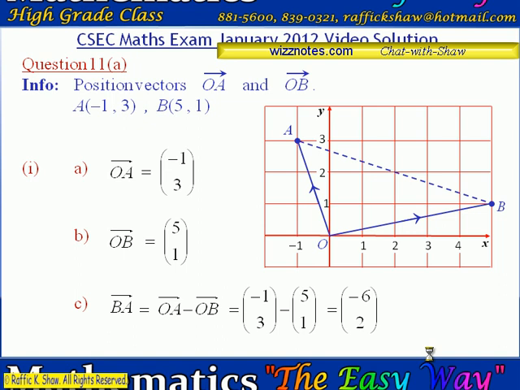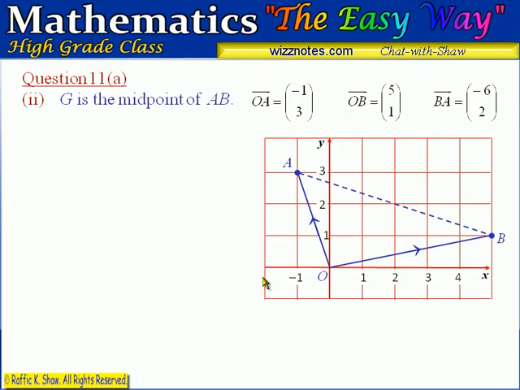Let's move down now to part 2. Now part 2 tells us that G is the midpoint of AB. G is the midpoint of this line AB. So G will be located halfway the distance from A to B. So that's right here. So we can go ahead and put that point G on the diagram. So that's the point G.